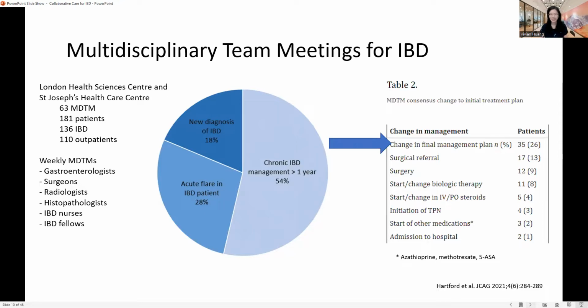So again, I'd be curious to hear from those of you in the audience, if you have multidisciplinary team meetings, how frequent are they at your institute? What are the barriers that you've encountered in trying to get all these different specialists and team members to commit to these weekly or biweekly or monthly meetings?